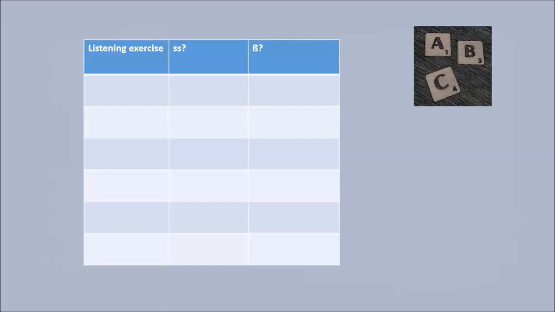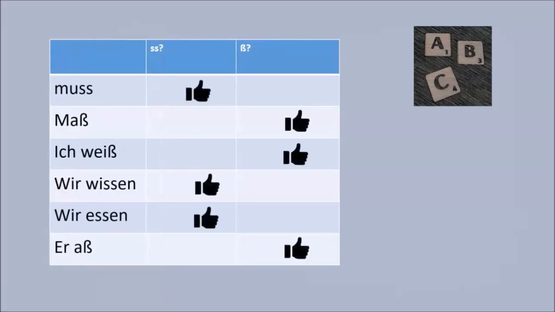This is what it looks like. Muss is a short U, so it's two S's. Maß, which has got a long A sound, SZ. Ich weiß, you've got the EI in front of it, so it's got to be the SZ. But wir wissen is with two S's. Wir essen, two S's, and aß is still spelled with the SZ.